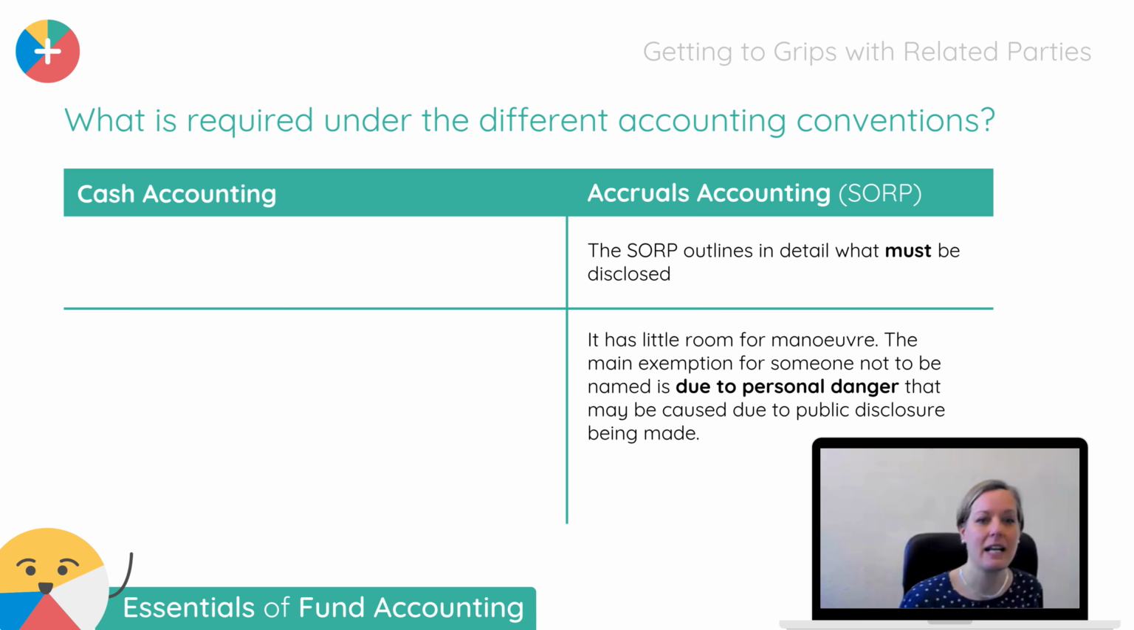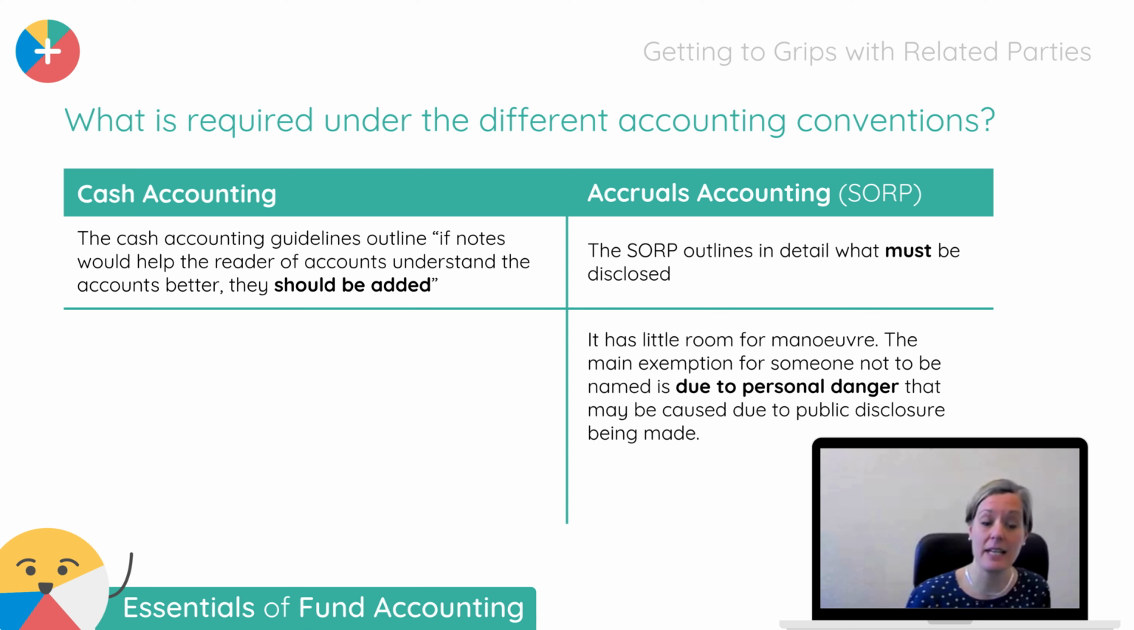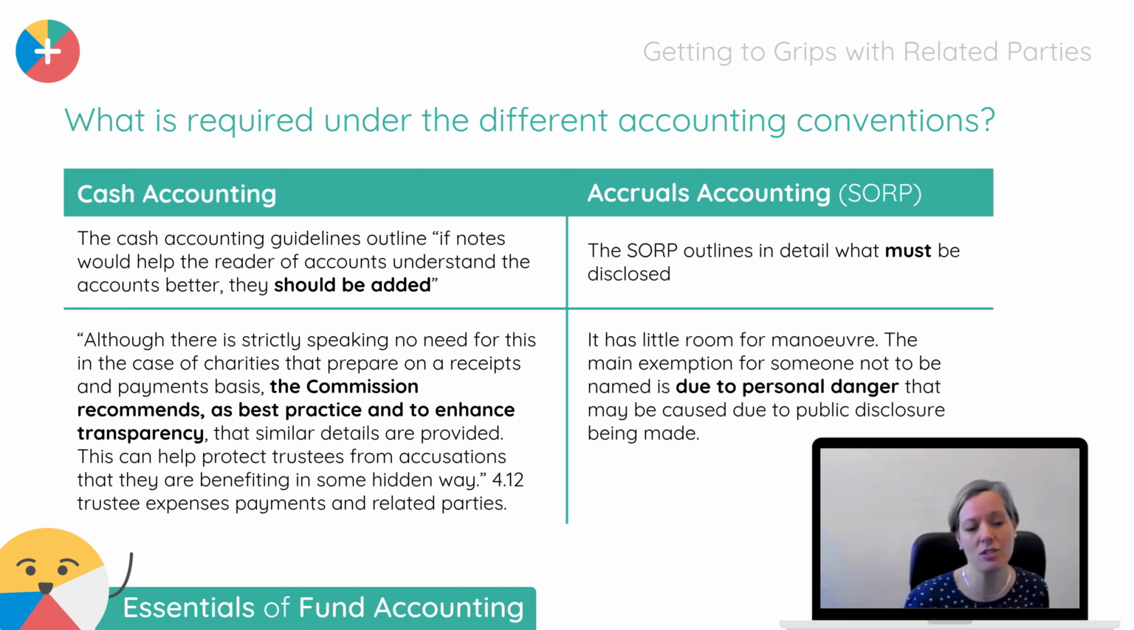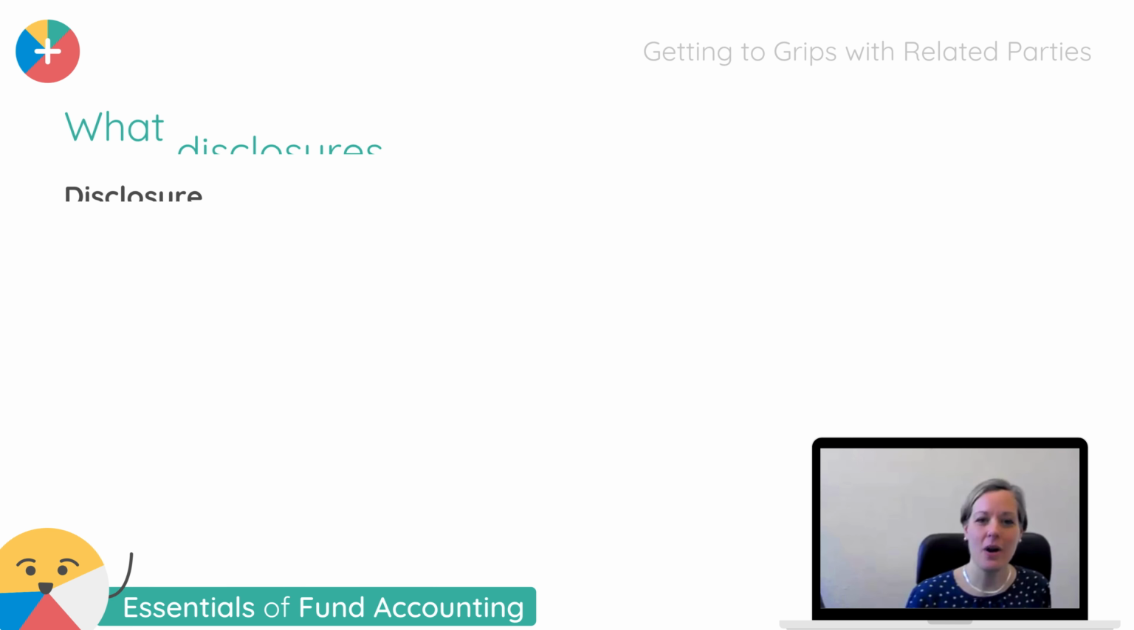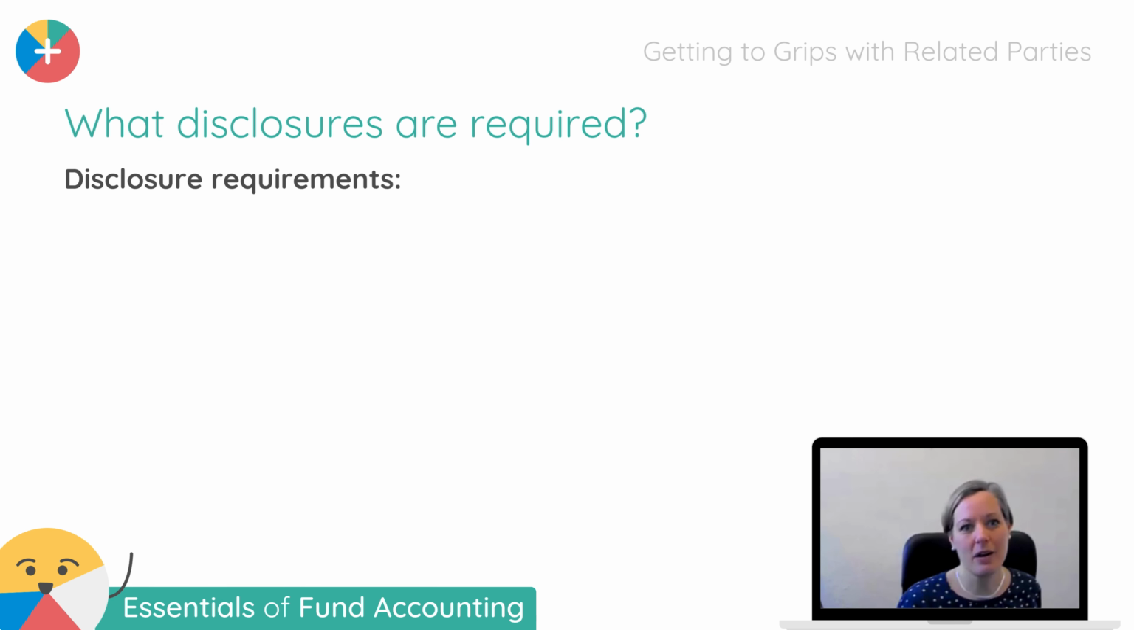So it is very clear in accrual accounting that the related party disclosures have to be included. In cash accounting, however, the Charity Commission say that yes, it should be added, and the Charity Commission recommend this as best practice to enhance transparency. So certainly when we provide cash accounting, we would encourage people to look at related party transactions and include them in their cash accounts.